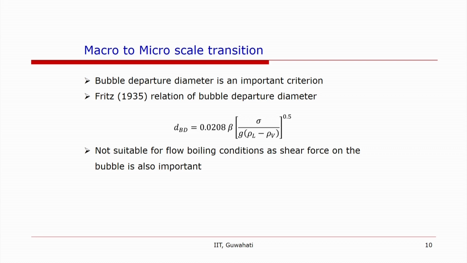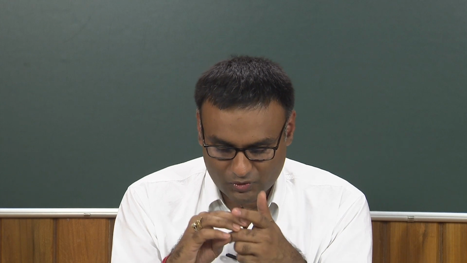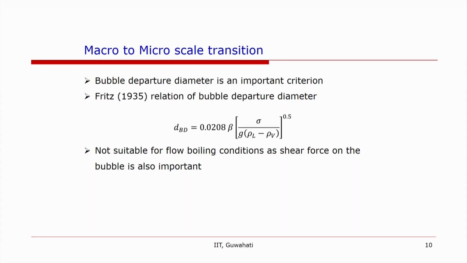Moreover, even if the bubbles are smaller, they can easily coalesce and make a bigger bubble and then show some of these micro size effects. So bubble departure diameter seems to be an important criterion which can determine when the channel should be considered a micron size channel or smaller channel.